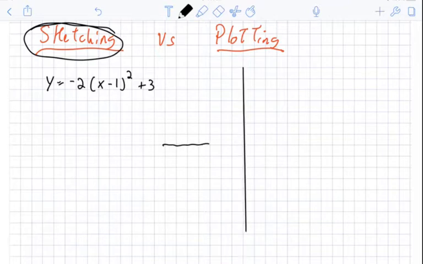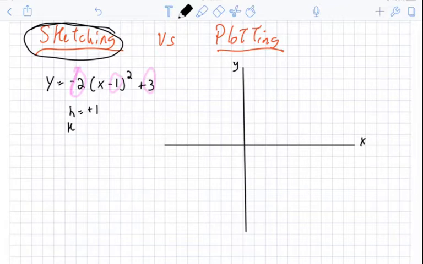All right, so you draw your x and y axis, x, y. And we're going to read the information off of this graph. It's going to tell us information that we can use to sketch it. Okay? So for instance, you can say h is equal to 1, and k is equal to +3.